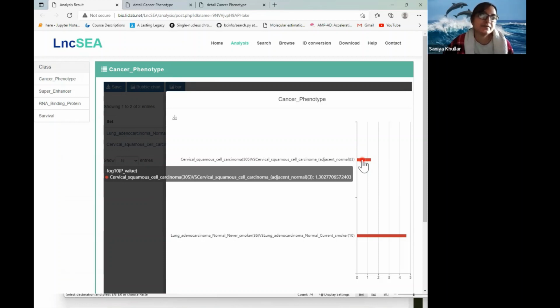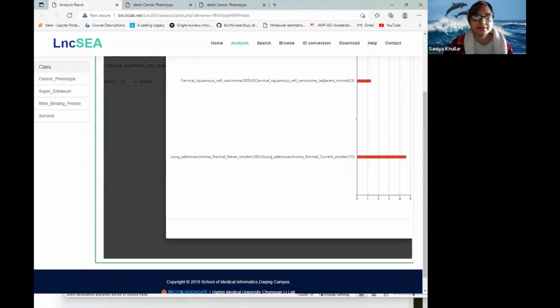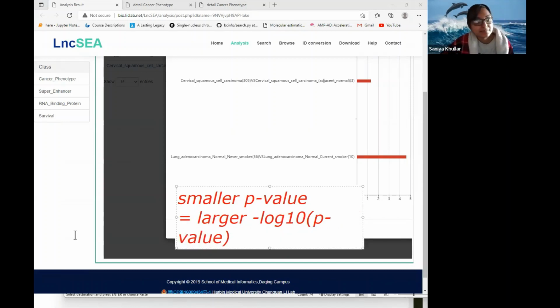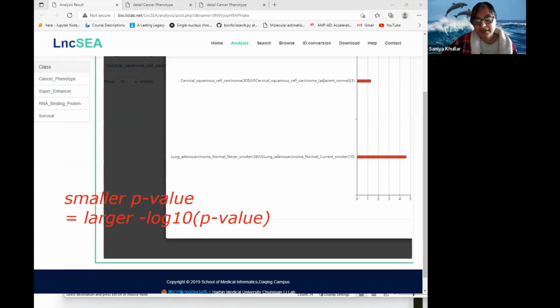So that's what we observe here. And we would still expect that the lung adenocarcinoma would have a larger negative log 10 p-value, so it's more statistically significant. Again, smaller p-value, which is what we want, equals larger negative log 10 p-value. You have to be careful that we consider the fact that these are not adjusted p-values, but it's still good because we have the original data that we can use that has the corrections. But just to keep in mind, smaller p-value is larger negative log 10 p-value, and that's the same thing as being more significant.